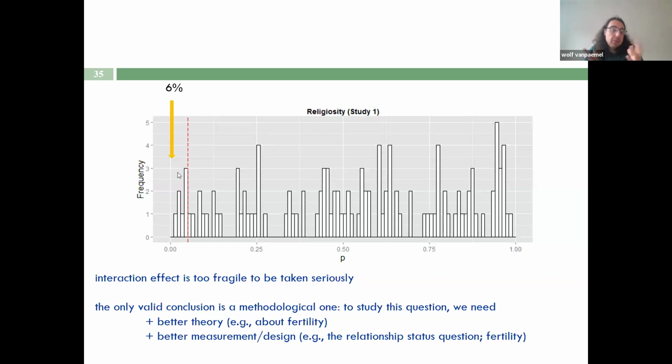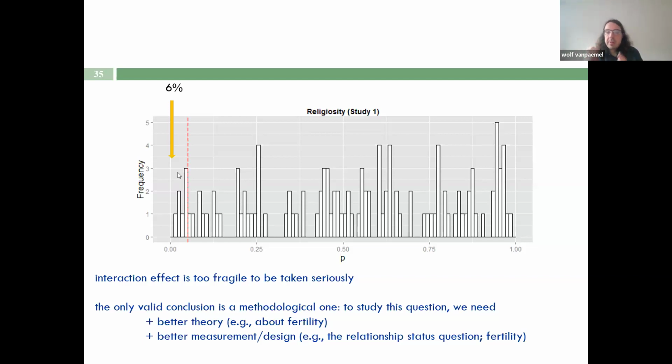So I don't think we can conclude anything sensible about the research question at hand, about the relation between religion and fertility and the relationship status. There is something to be learned from a picture like this, but I think the thing we can learn is purely methodological, not a substantive question. It yells in our face that we need better theory, for example, about fertility. What is fertility exactly, and also, relatedly, better measurement.